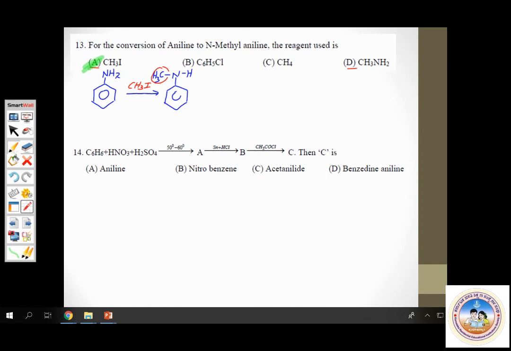Okay. Now moving on with question number 14. Again, you have a series of reactions. You have to find out the final product C. What is the first thing written? Benzene, C6H6, made to react with nitric acid in presence of sulfuric acid, HNO3 in presence of H2SO4. You know it undergoes nitration. You get nitrobenzene.